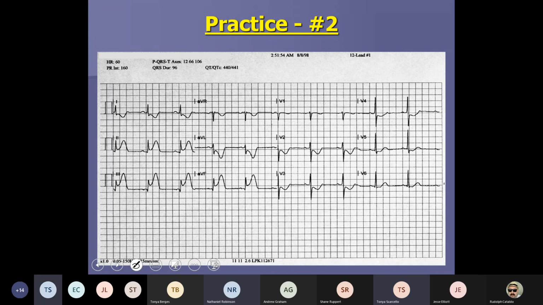I see elevation in 2 and 3. Okay, so I'm going to write E for elevation. I see it in AVF. Okay. Depression in V3, V6, V5, and V4. Okay, so I'll put a D: V3, V6, V5, V4. Where else do you see depression? It looks like there's some in AVL as well. And then number 1.